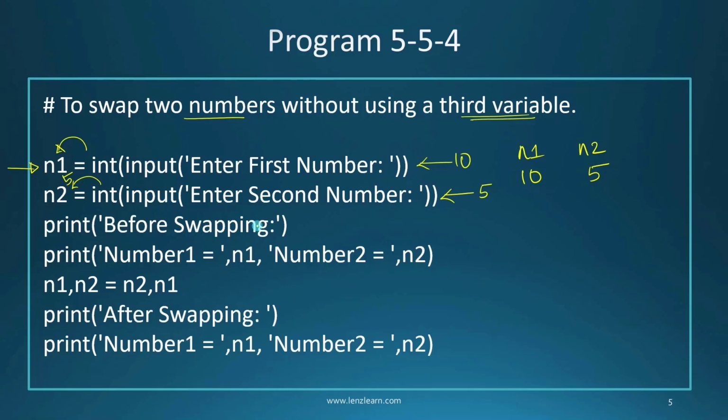And then I will print before swapping, and after that I'll print number 1 is equal to 10, because right now the value of n1 is 10, and number 2 is equal to 5. Okay, so now we are here.